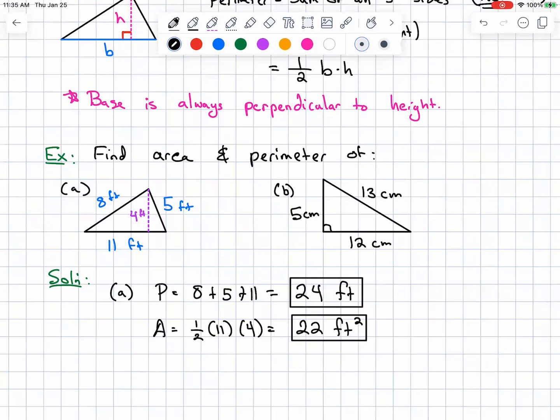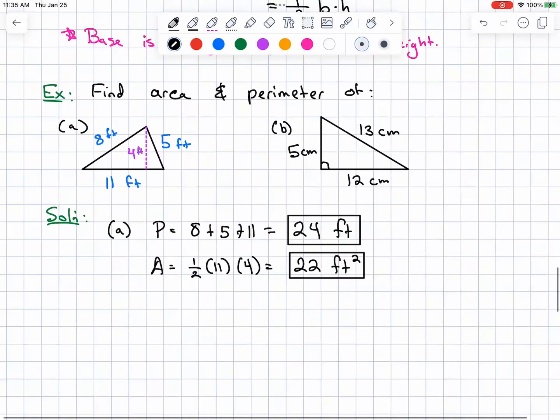So area, perimeter, feet to the first power. Did I say perimeter or did I say area for the first one? I can't remember. Perimeter, feet; area, feet squared; volume, which we haven't gotten into yet, would be feet cubed.